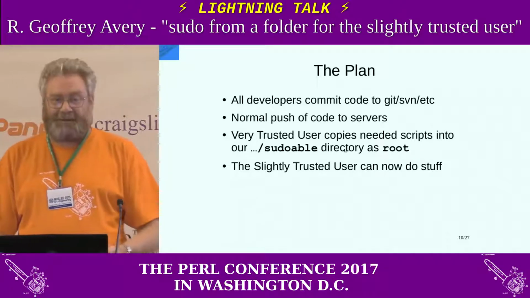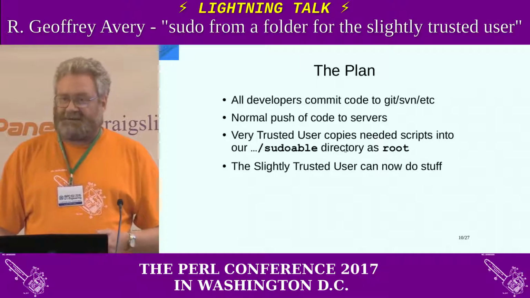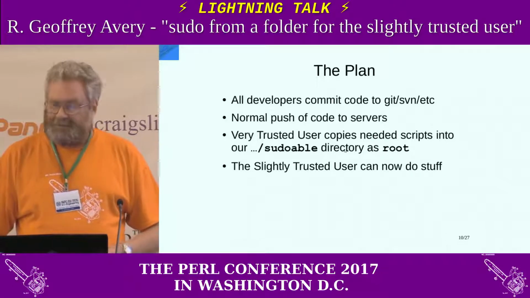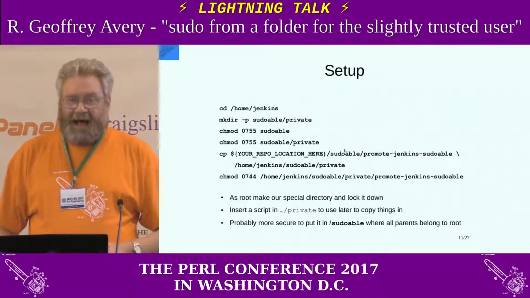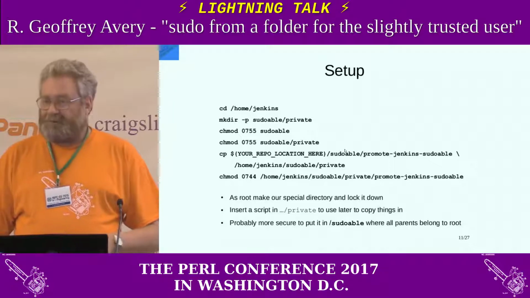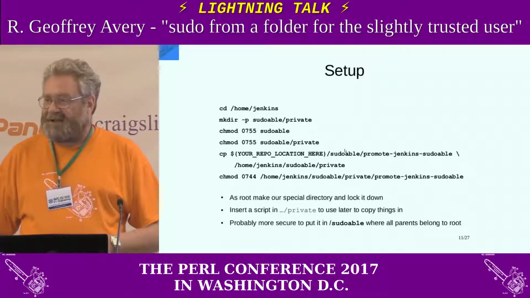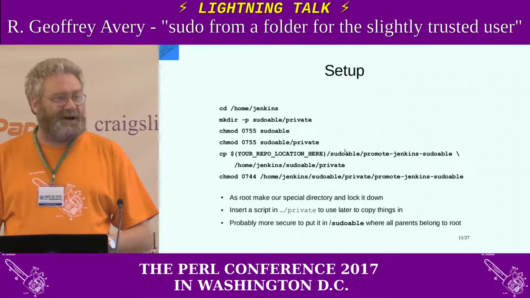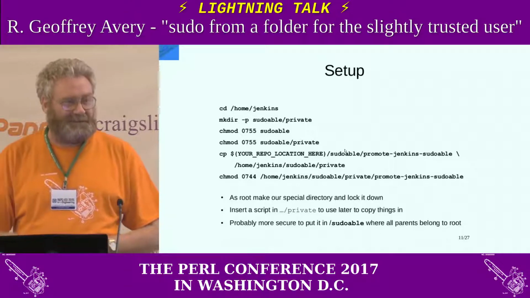You put it in that place, and then the slightly trusted user can do the things you've given them permission to do. So to make this all work, I picked a directory. I put it in the Jenkins home directory, and I made a sudoable place, and I put a private directory inside it, which is going to have the script from the next few lines to make my life easy. It's going to automatically move the things that I need into the right place.